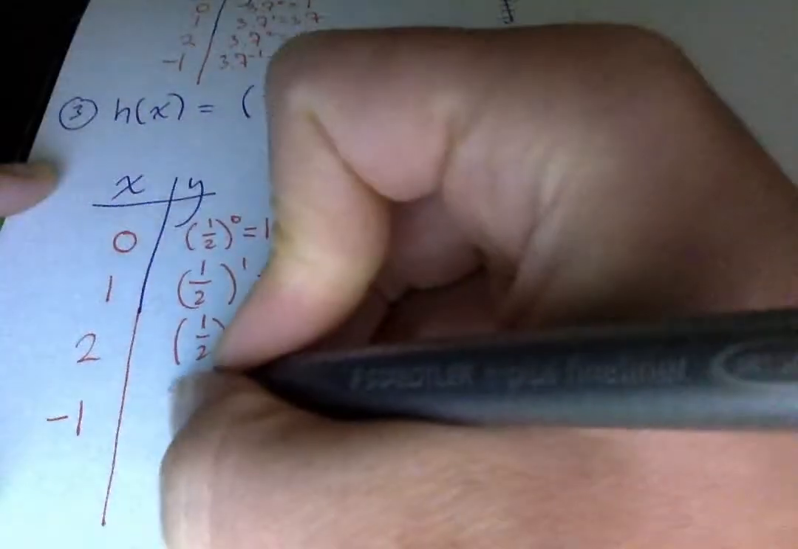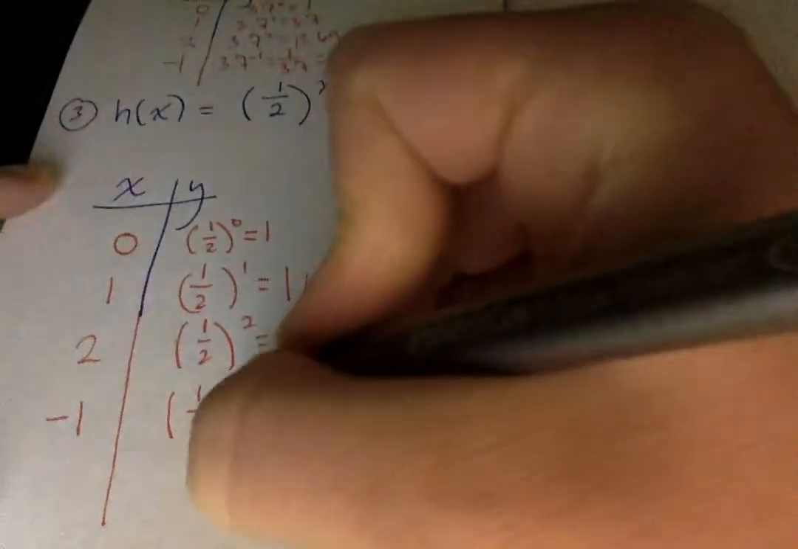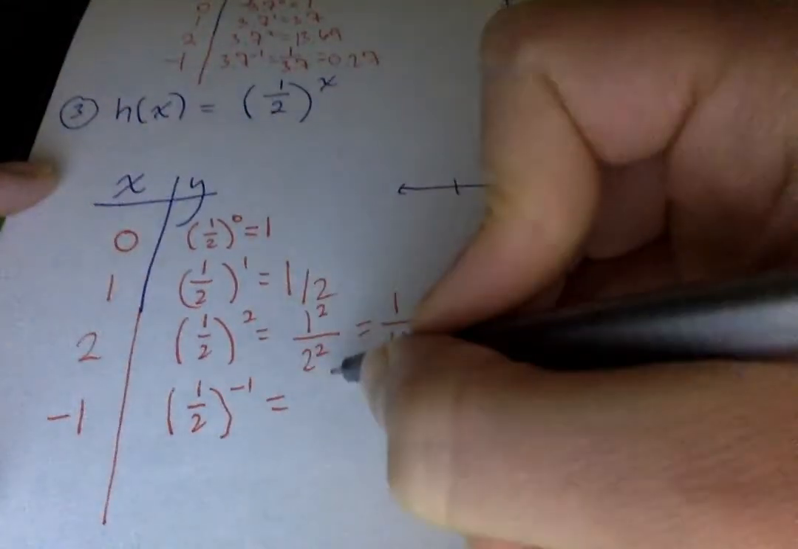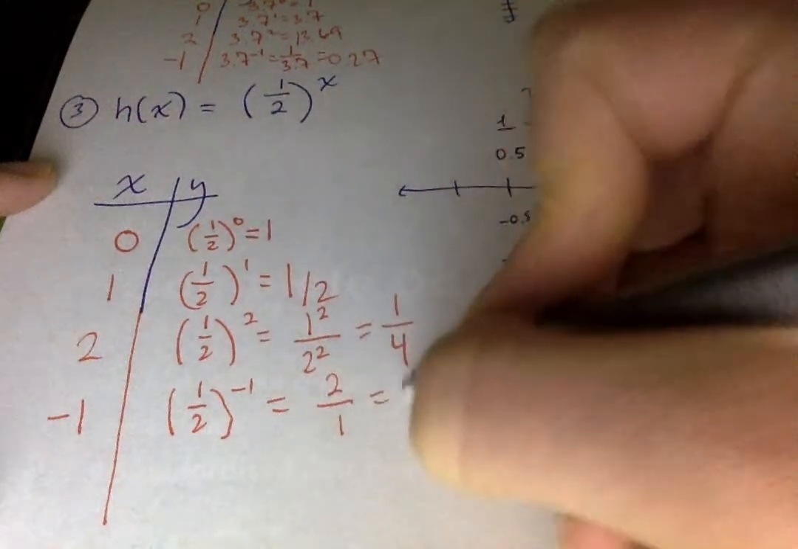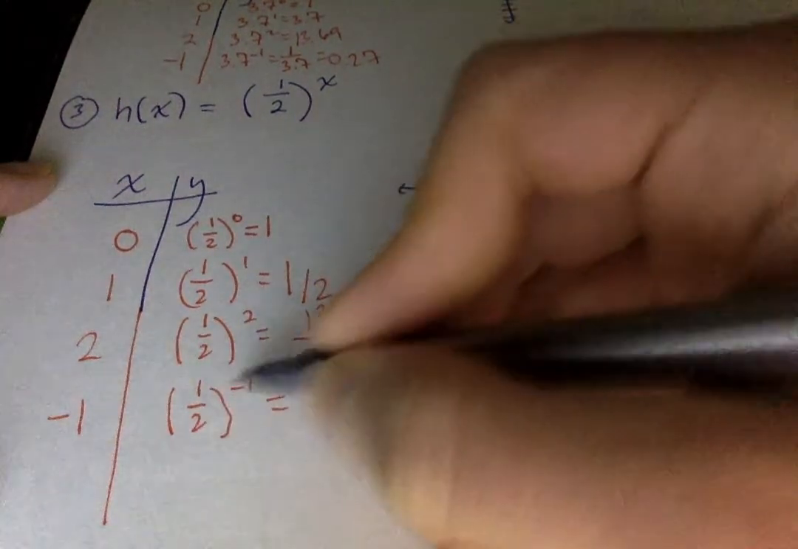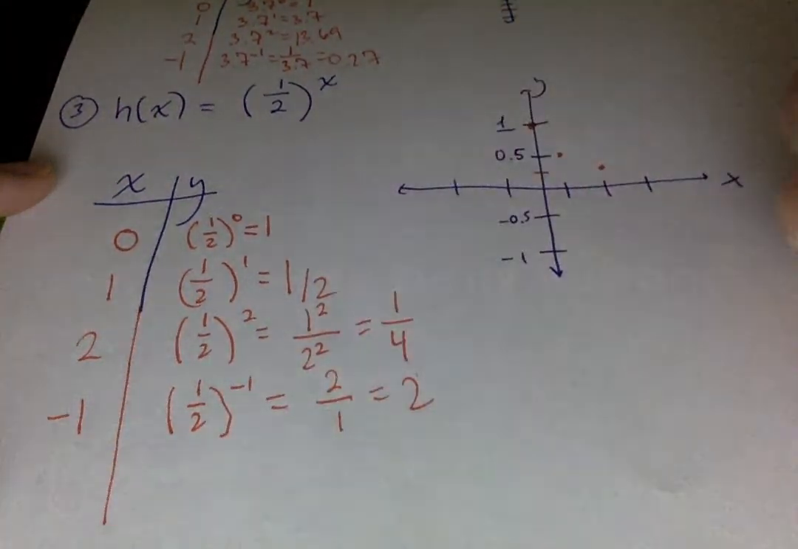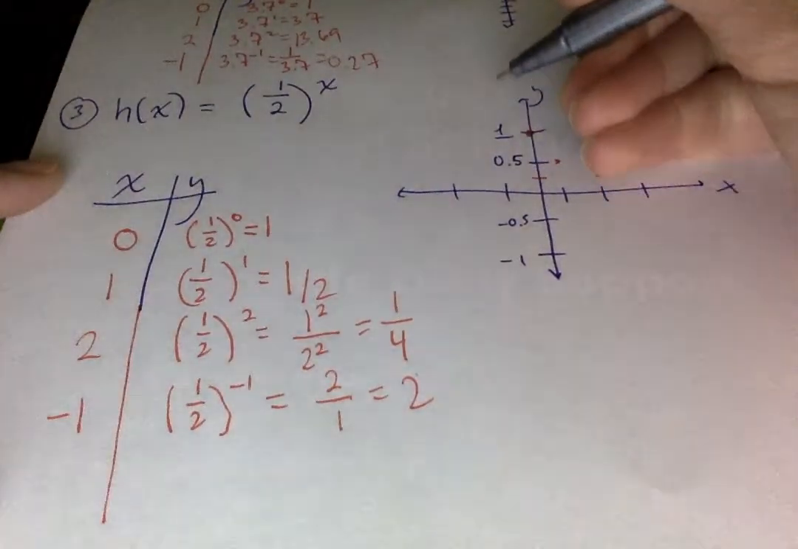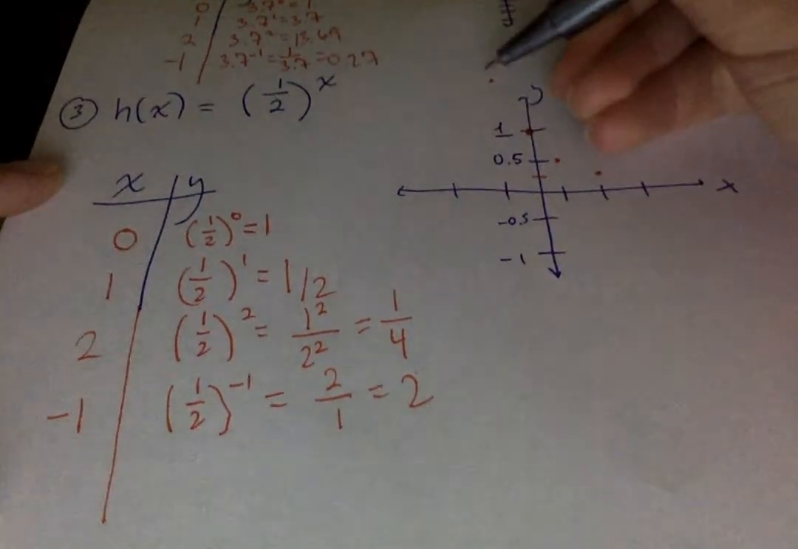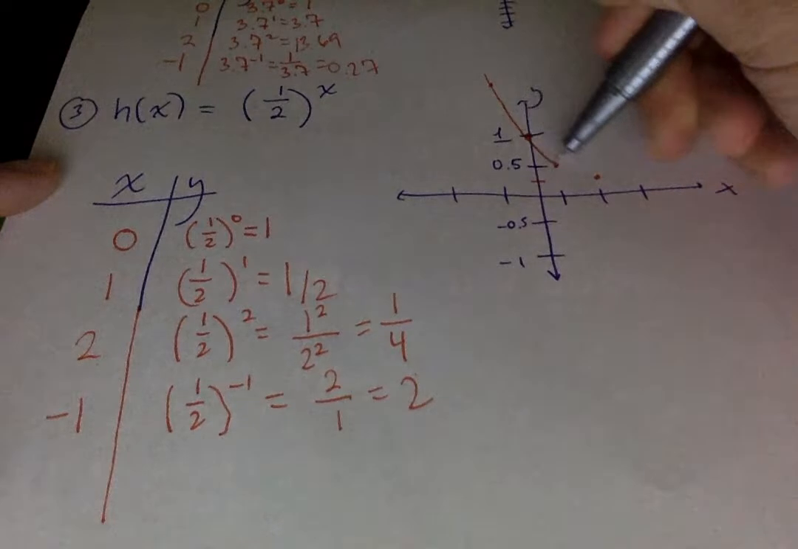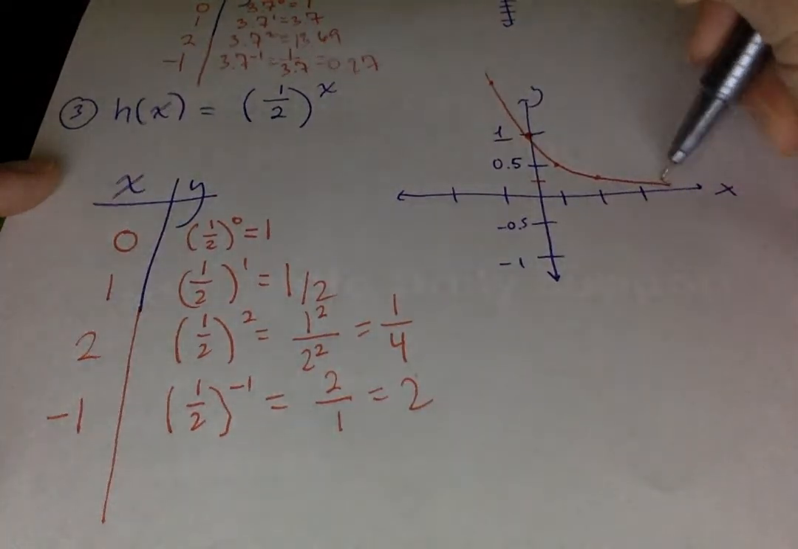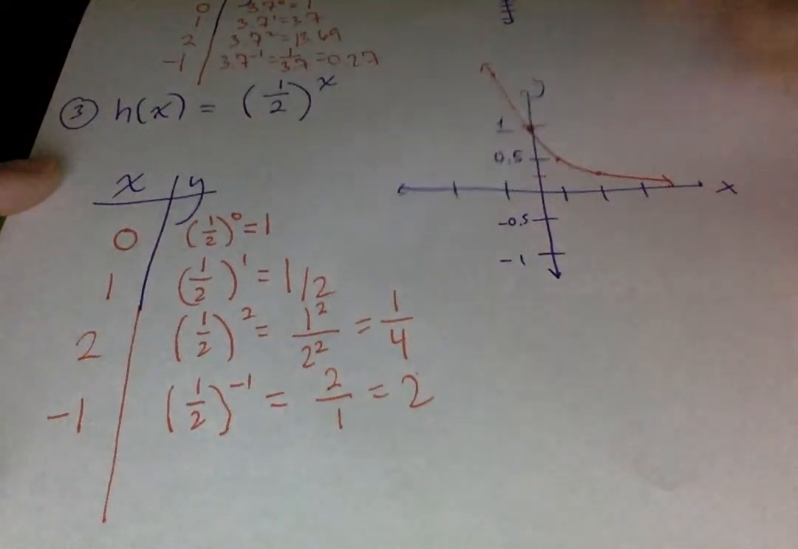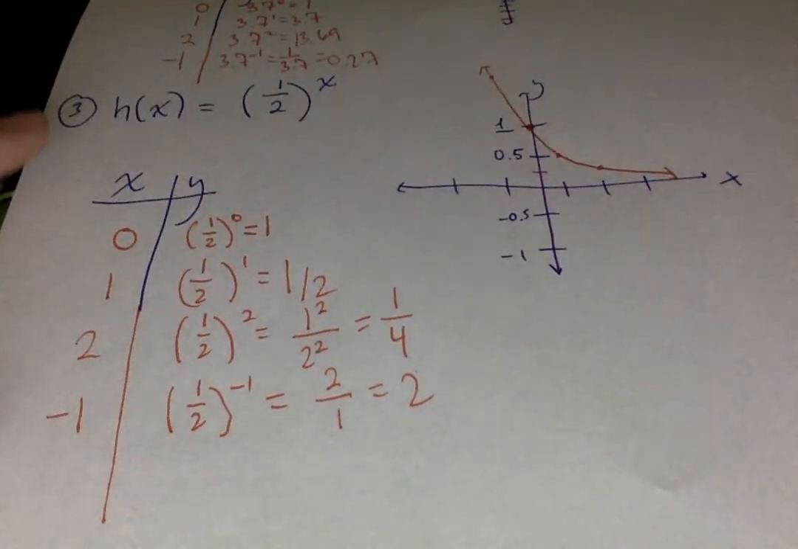Let's put in negative 1. 1/2 to the negative 1 is actually 2 over 1, which is 2. So whenever we have a fraction to the negative 1 value, all we need to do is take the reciprocal. So that means at negative 1, we go up 2. So this is the shape of our exponential function of a fraction.